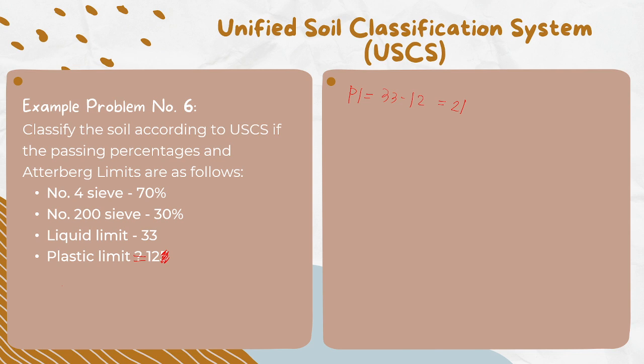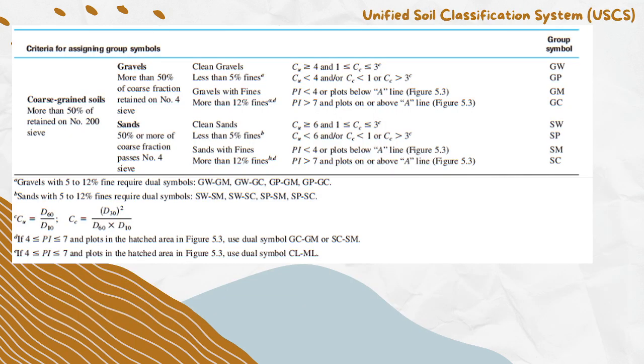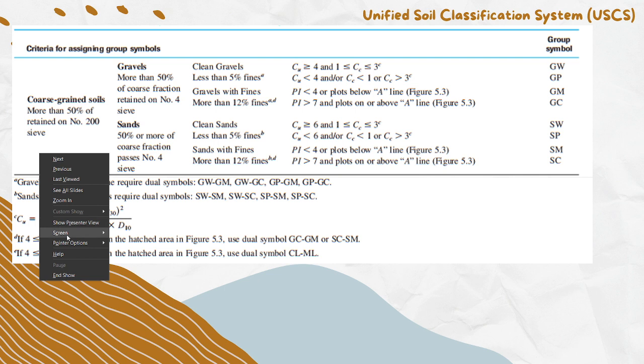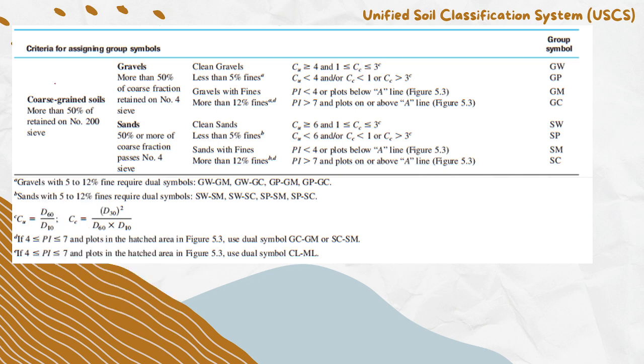So notice that the percentage passing the number 200 sieve is less than 50%. So more than 50% of our soil is retained on the number 200 sieve. So, choose this. And then, let's check if it is gravels or sands. Our percent passing the number 4 is 70. So, it is greater than 50%. So sand.